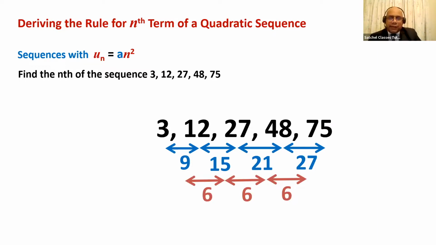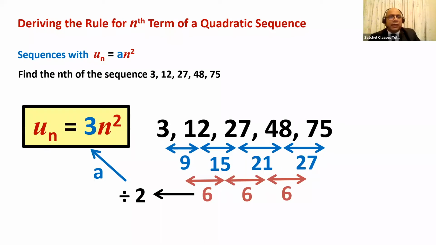What that means is to arrive at a, all I need to do is divide 6 by 2, which is 3. So the rule for this particular sequence, un, which is the nth term, is given by 3n squared. Look, it was easy, right? All I need to do is divide the second difference, which is a constant value, by 2 to arrive at a.